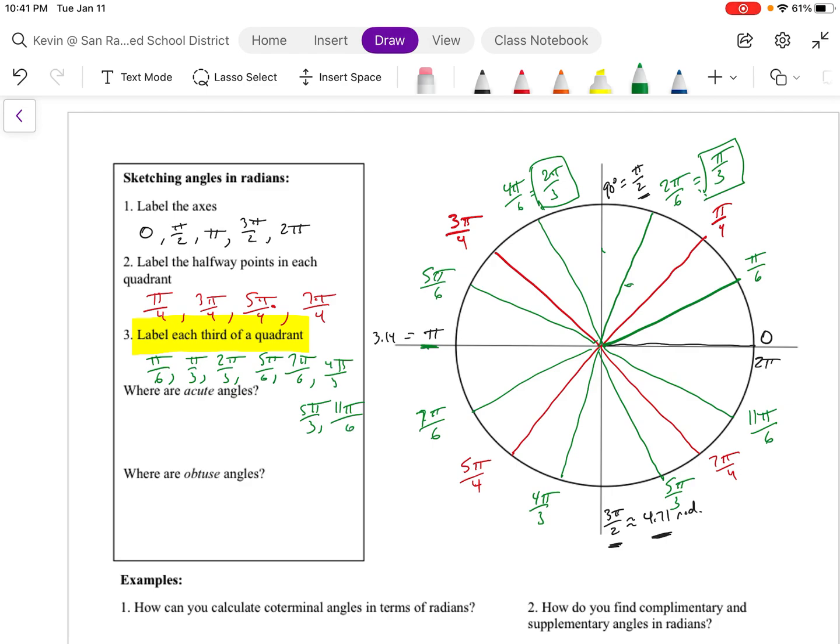Okay? So however you need to memorize that, or remember, hopefully you can build it using your fractions if you're good with your fractions. Otherwise, you just have to kind of remember where those all are. All right. So 2 questions here.